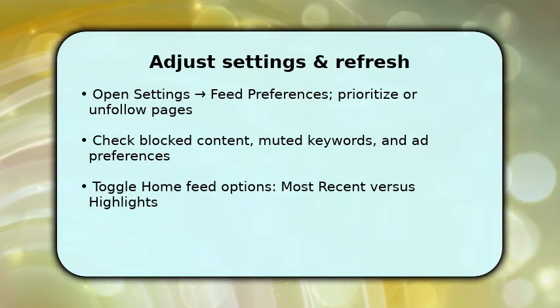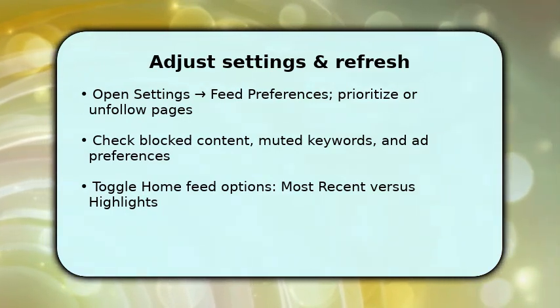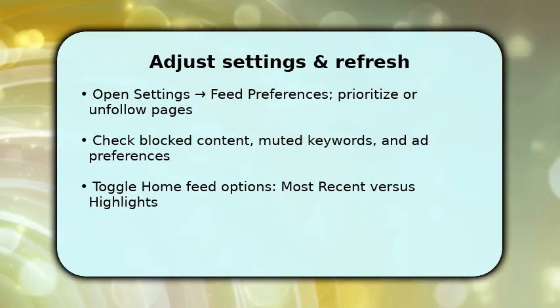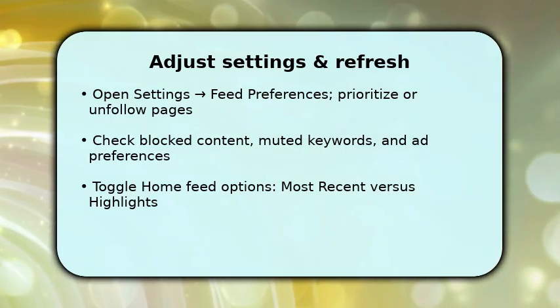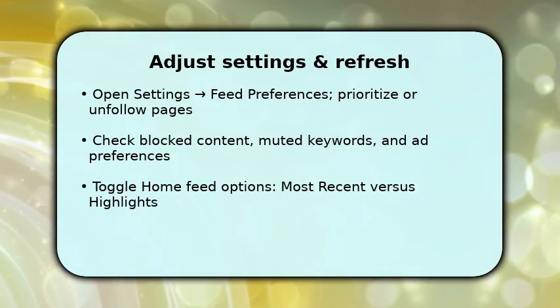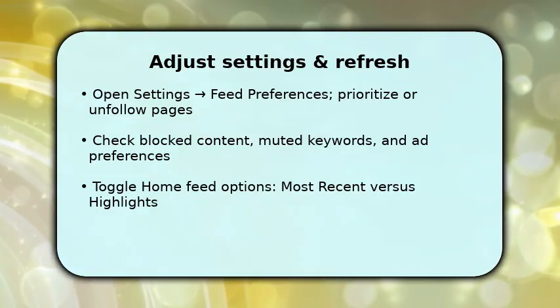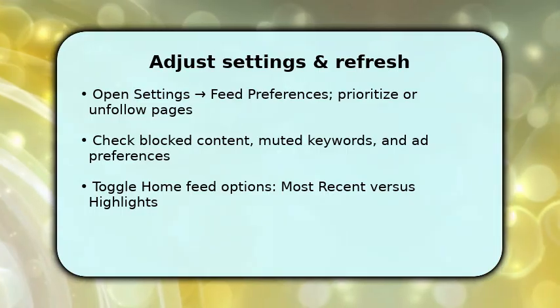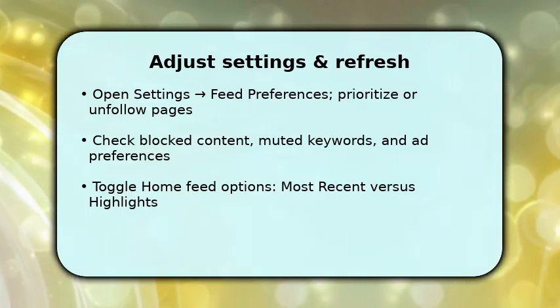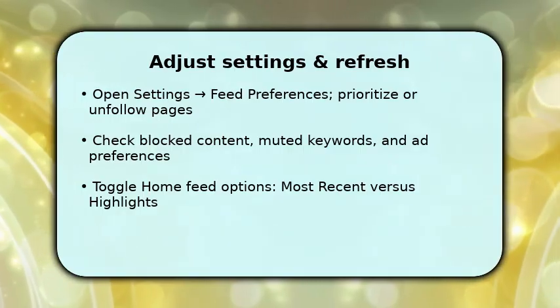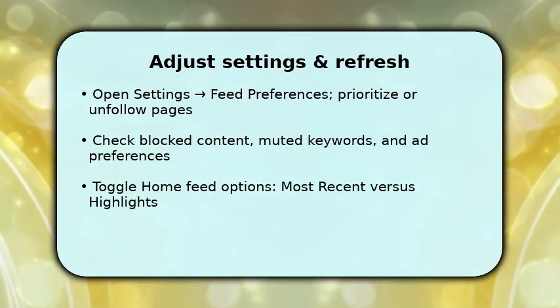Now dive into feed preferences. Prioritize friends and pages you want to see and unfollow sources that clutter your home page. Once adjusted, inspect blocked users, muted keywords, and ad settings because hidden or restricted content often causes missing posts. You should also switch between most recent and highlights to reset algorithm behavior. This forces Facebook to reevaluate what to show. After making changes, refresh the app or browser so the new preferences take effect immediately.